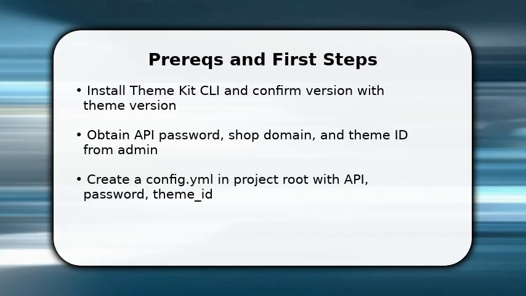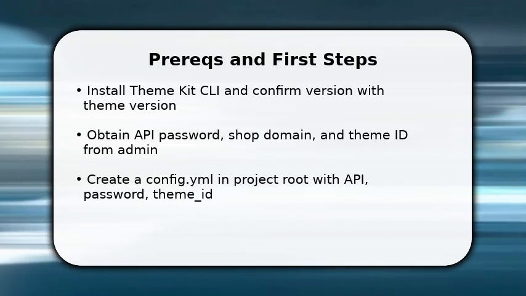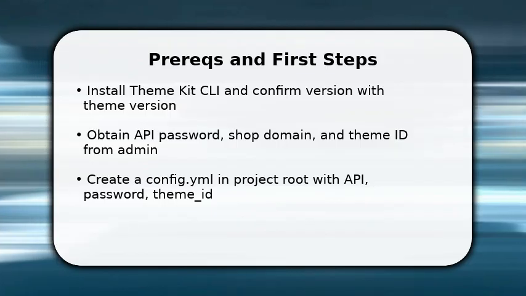Next, create a config.yml at the project root containing those values. This tells ThemeKit where to push and pull. Make sure file paths match your theme structure so uploads go to the correct directory.